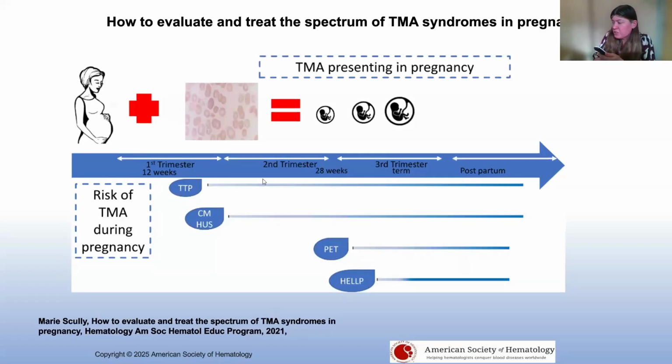So I've just got a couple of screenshots now about looking at TMA in pregnancy and looking at thrombocytopenia in pregnancy. Thinking of TMA or MAHA, those two terms would be synonymous. In pregnancy, the timing of the onset helps you to work out what kind of syndrome or clinical diagnosis this might be. So presentation early would go more towards TTP or HUS, and presentation later in pregnancy would be more in keeping with PET or HELLP as an underlying cause.